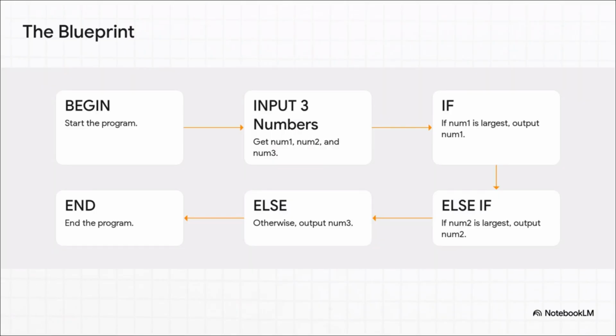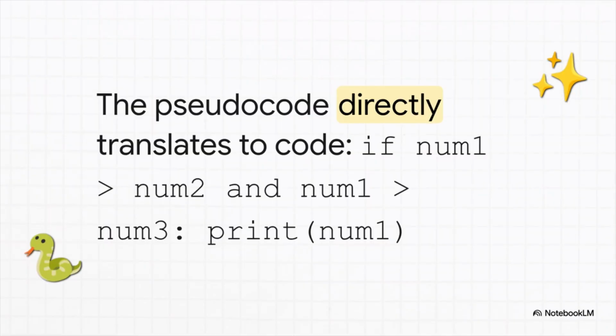Okay, take a look at this pseudocode here. The job is simple. Find the biggest of three numbers. And the logic is just crystal clear, right? Get three numbers, then check. Is the first one the biggest? If not, okay, is the second one the biggest? If not that, well, then it has to be the third one. Simple, step by step.